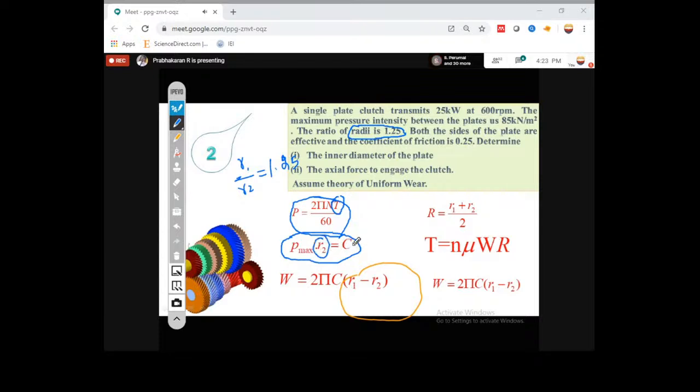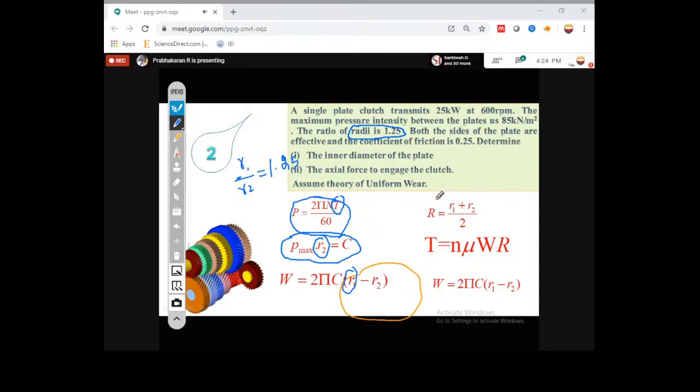Okay, C will be in terms of R2. Next, we know the value of W. So here I can take W equal to 2 pi C, 2 pi C (R1 minus R2). I can write R1 in terms of R2: instead of R1, I can write it as 1.25 R2. So here the W will be in terms of R2.